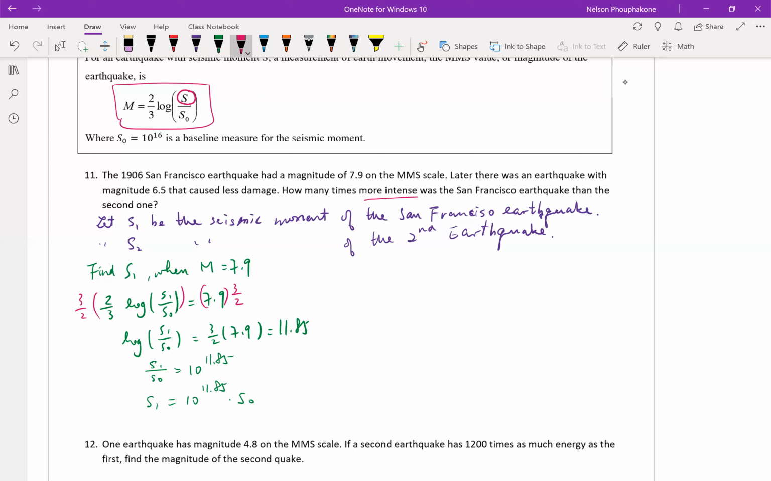Then now let us try to find the S of 2. When M is equal to 6.5 then, I have 2 over 3 log of S of 2 over S naught is equal to 6.5. And again, I would like to solve for S of 2.